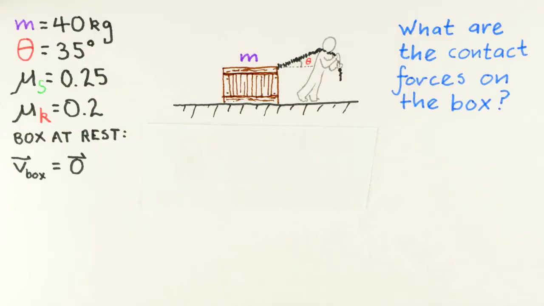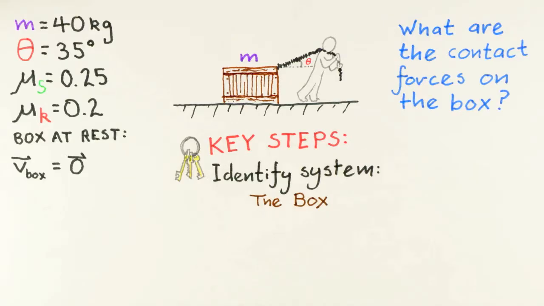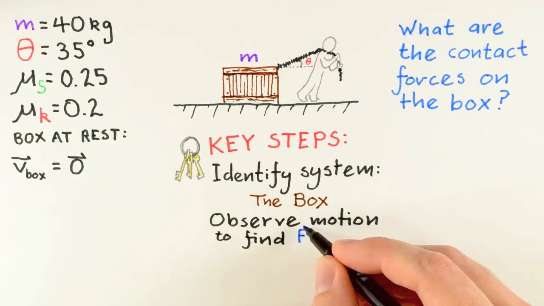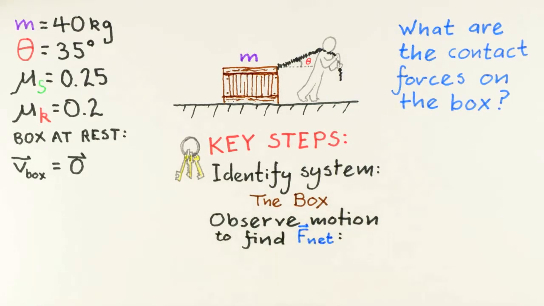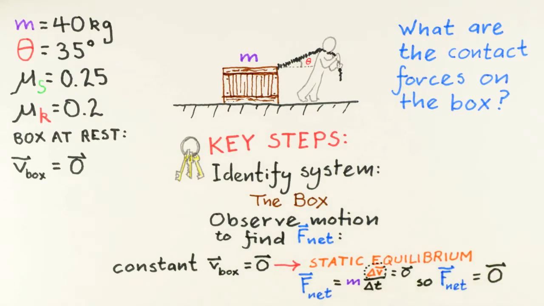Let's employ our key steps for finding these unknown forces starting from motion observations. The first two steps, identify the system and observe system motion to determine the total interactions, F net, go pretty quickly here. We're clearly focusing on the box, so that's our choice for the system. And, as we discussed, we have a case here of constant velocity equals zero, that is, static equilibrium. So we know the total interactions F net are also equal to zero.